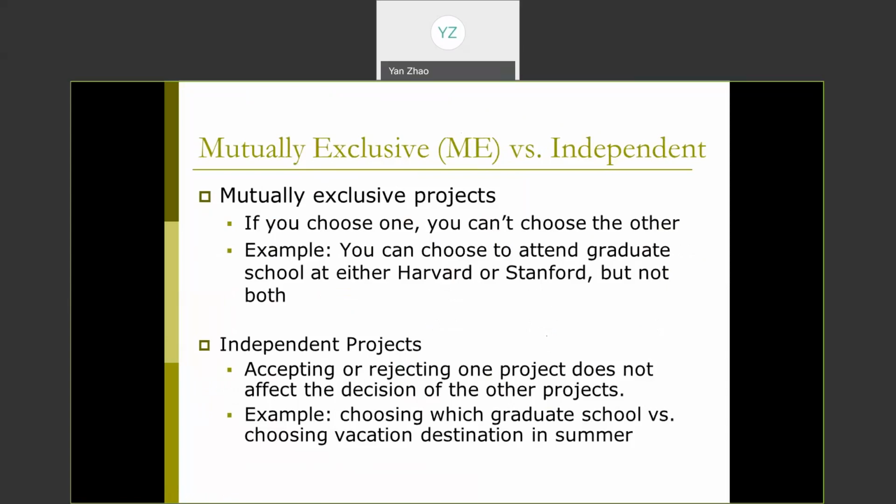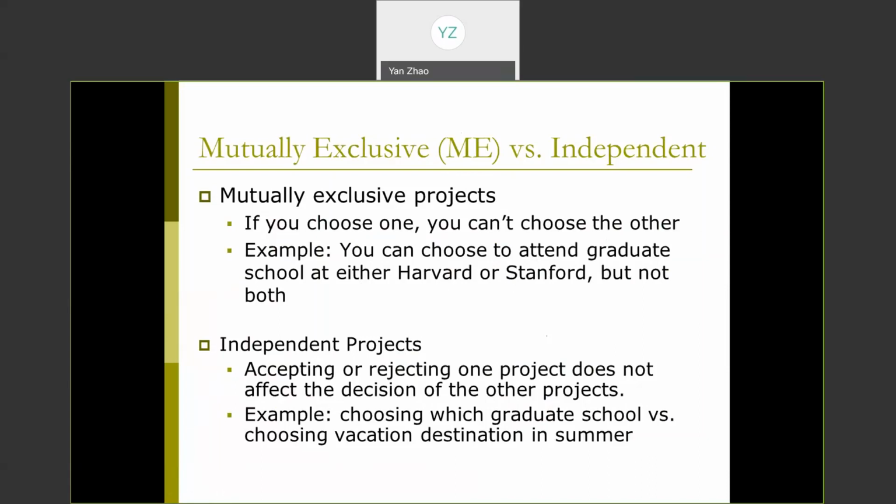So finally, the mutually exclusive project. First of all, what is a mutually exclusive project and what is an independent project? A mutually exclusive project means if you choose one project, you cannot choose the other. For example, you can choose to attend graduate school at either Harvard or Stanford, right? Harvard is project 1, Stanford is project 2. They are mutually exclusive because you cannot do both. You can only pick one. If you pick Harvard, you cannot go to Stanford. If you go to Stanford, you cannot go to Harvard.